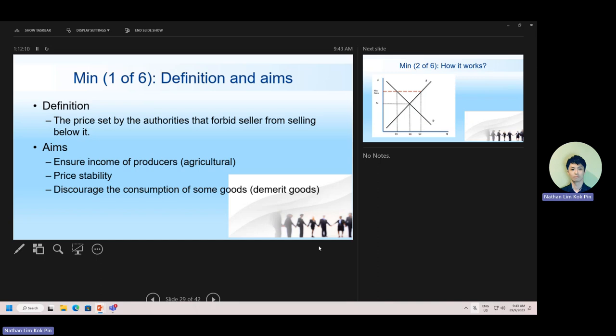Now, a price set by authorities that forbids sellers from selling below it. Minimum price, you cannot sell cheaper than that. You have to sell at that price. It ensures the income of producers. This is important. In terms of agriculture especially, farmers' costs are pretty high, but the price of the goods is very volatile.